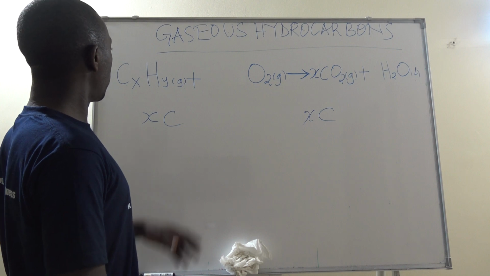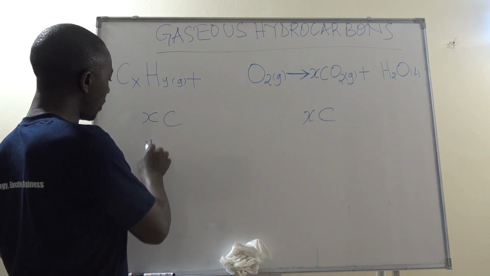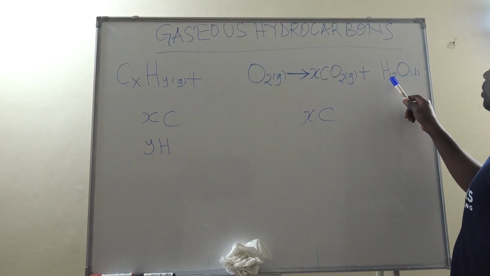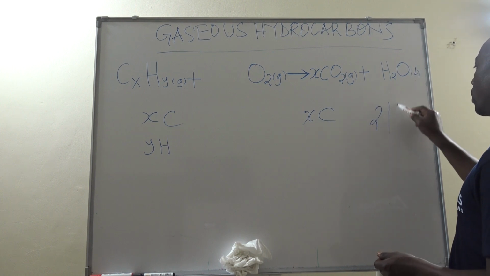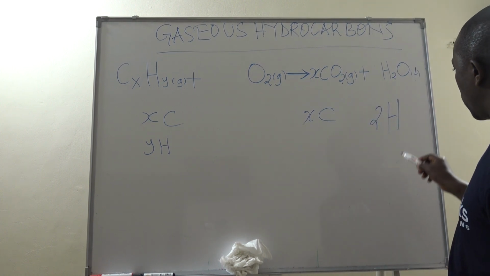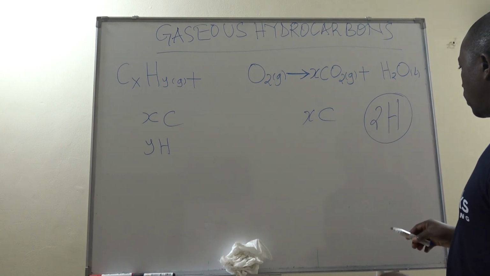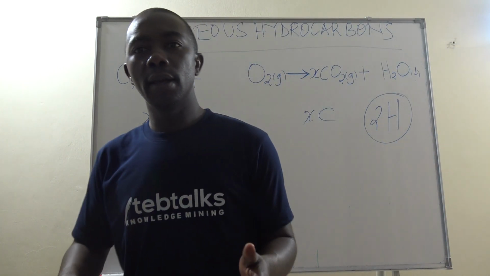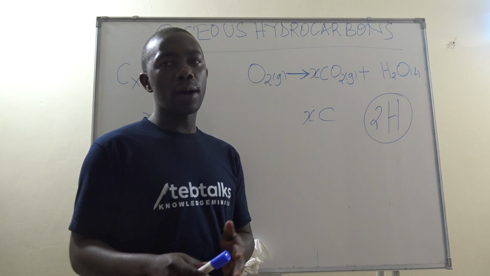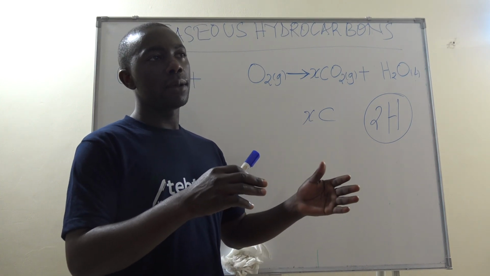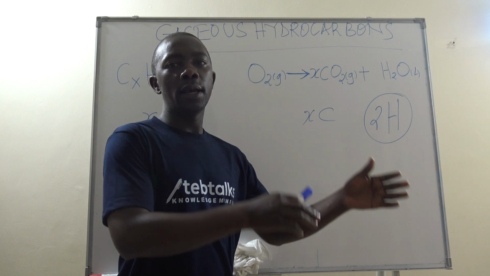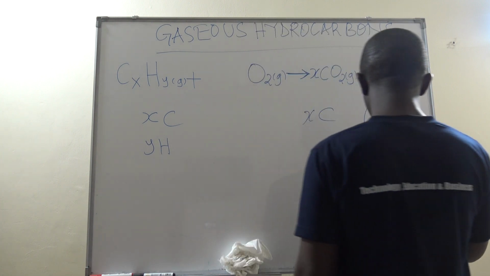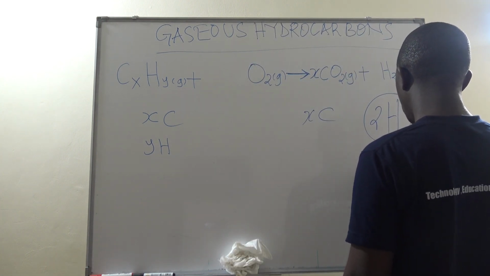Now that takes us to hydrogen. Here we have Y hydrogens, but on this side we have two hydrogens. To balance them off, remember there's no topic called balancing, but we simply find ways to work out things to ensure that the atoms on the right hand side balance with the atoms on the left hand side. What we can do is, we have 2H in brackets.